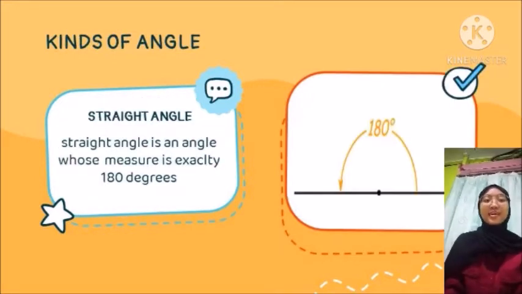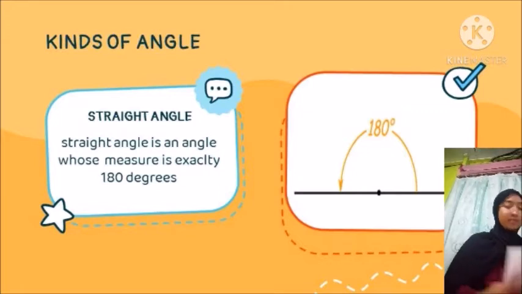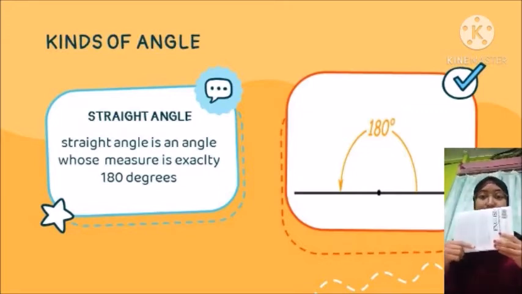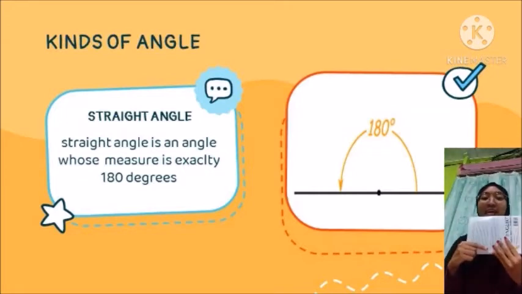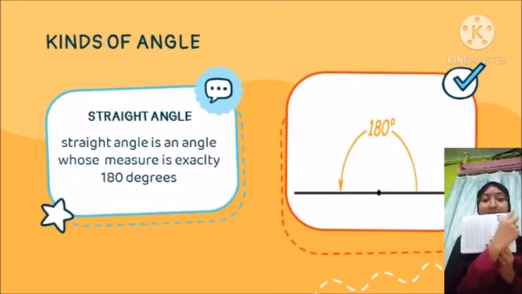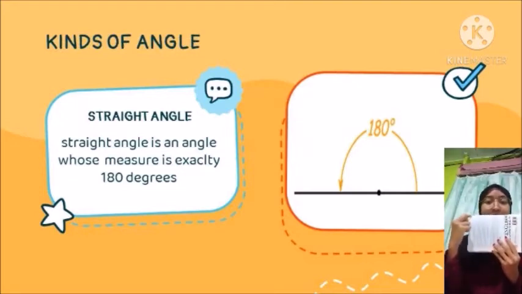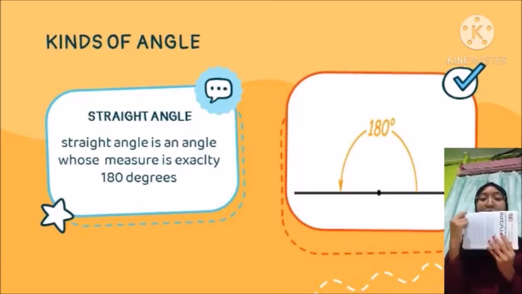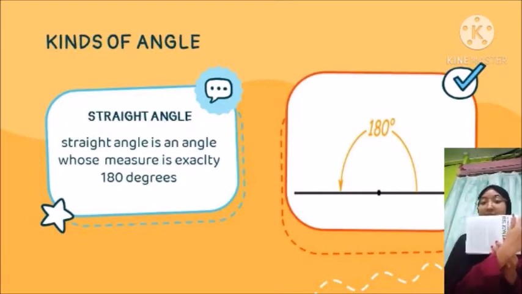Four, straight angle. A straight angle is an angle whose measure is exactly 180 degrees. I have a book, and an example of a straight angle is from this to this, or from this to this. These are examples of straight angles.